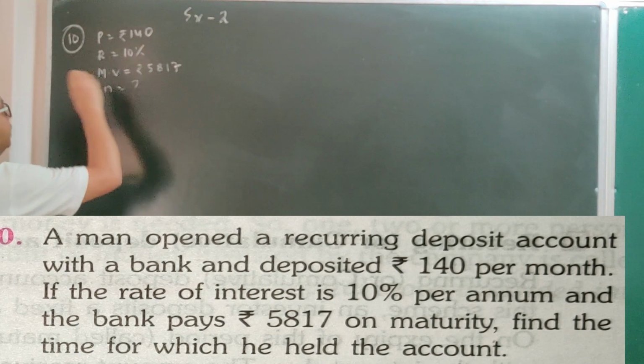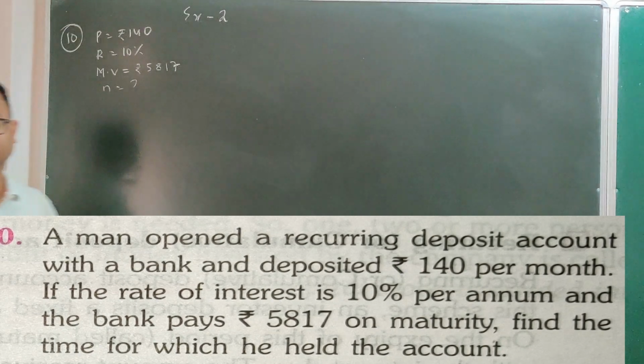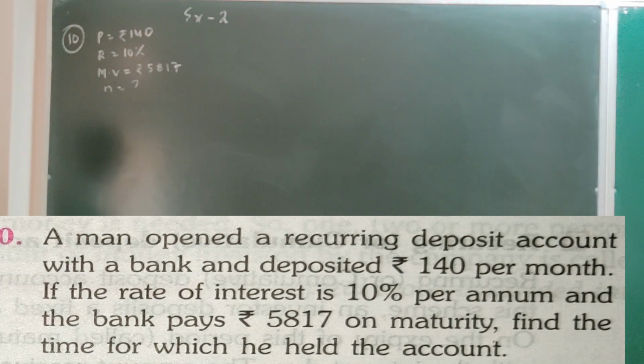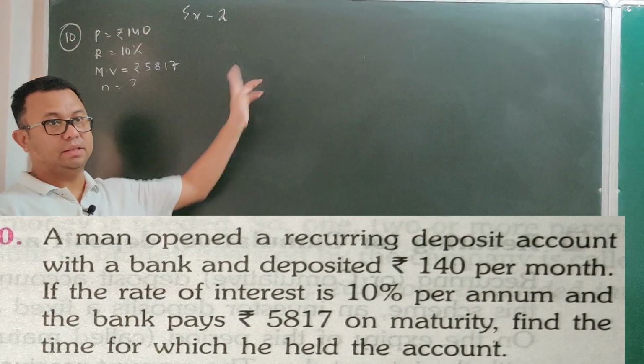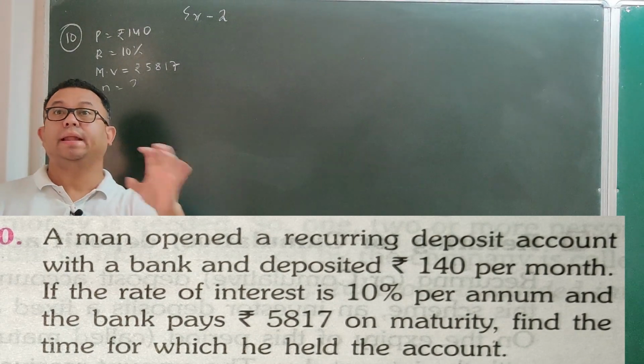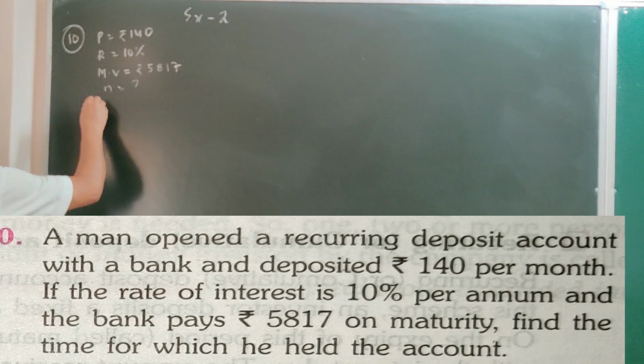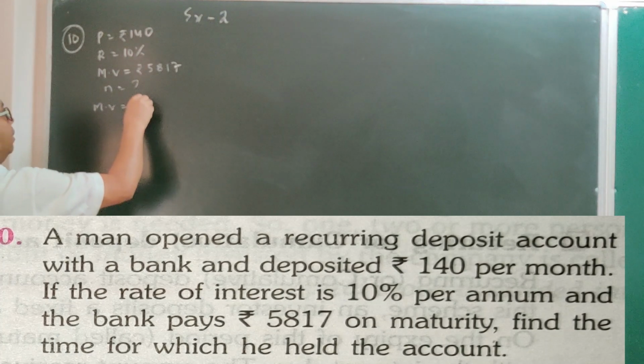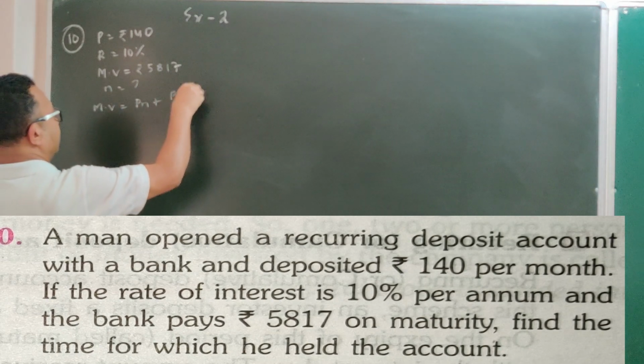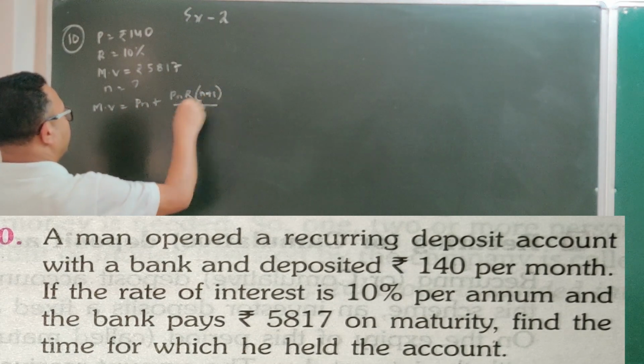Okay, so I told you this is the type of question which you usually find a little tough, because in N calculation, N is there in two places: outside the bracket also N is there, inside the bracket also N is there. That is why N squared as well as N will come. So you have to solve a quadratic equation. Alright then, here you go. MV is equal to PN plus PNR (N plus 1) over 2400.